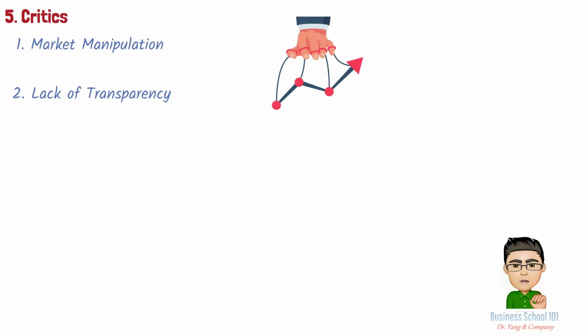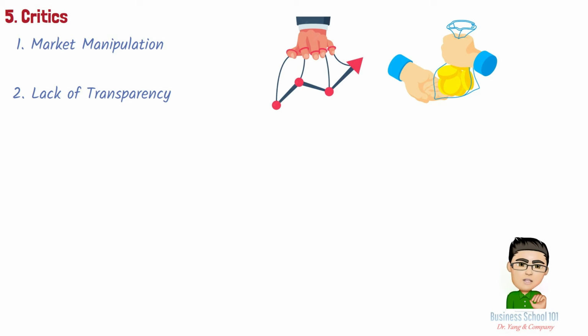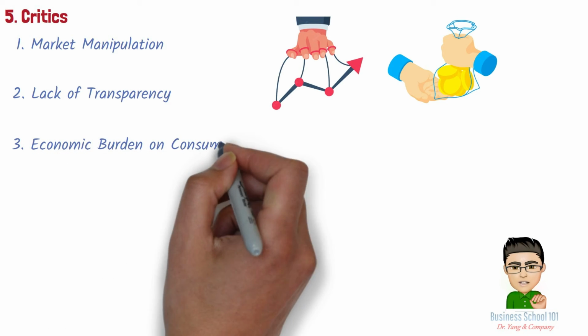2. Lack of transparency. OPEC's decision-making processes and information sharing have been criticized for a lack of transparency. Critics argue that opaque discussions and limited disclosure of data make it difficult to fully understand the factors influencing OPEC's decisions.